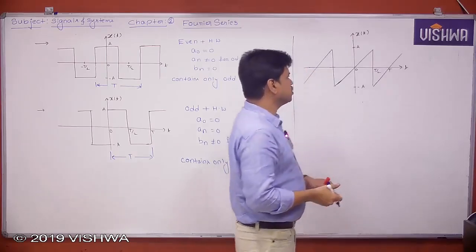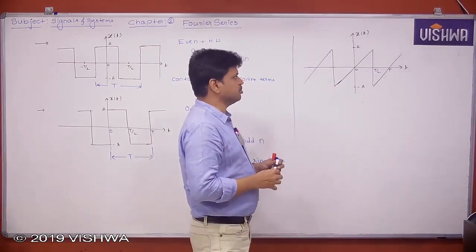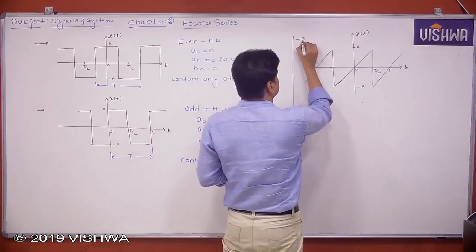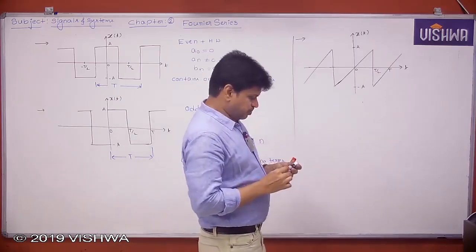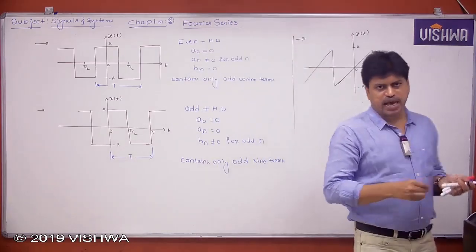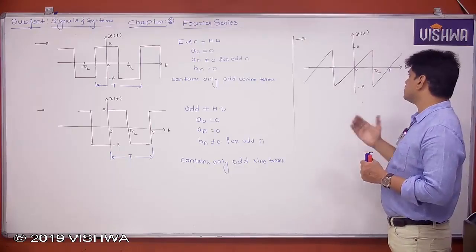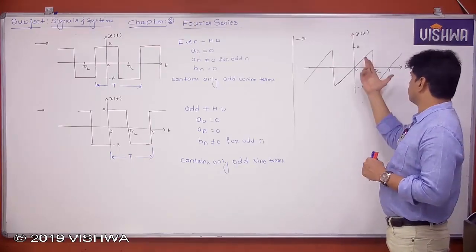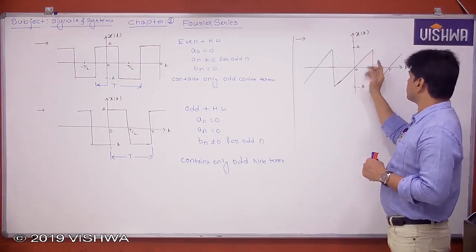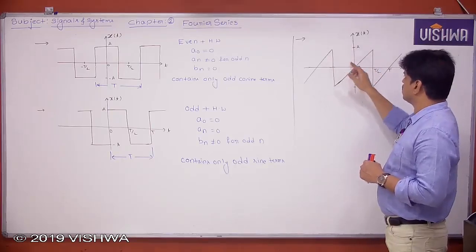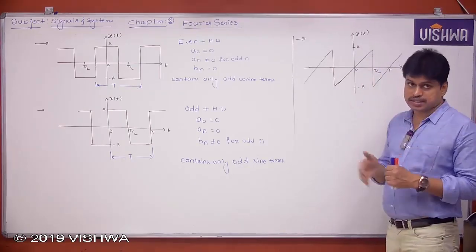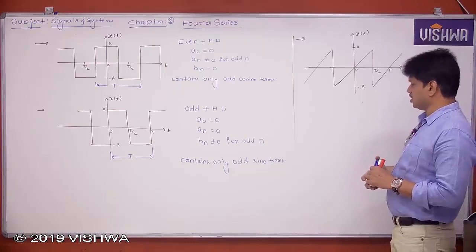Okay. Now you tell me, what kind of symmetry does it have? Many people will make a mistake here. First of all, is it having even symmetry? No, there is no symmetric part. Is it having odd symmetry? Yes. If you fold it, this triangle will come like this, so it is negative for this one. So I can say yes, it has odd symmetry.